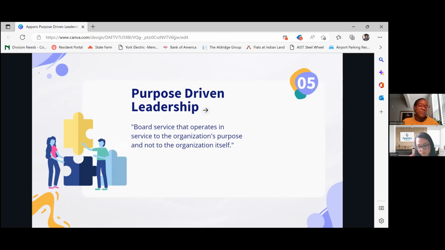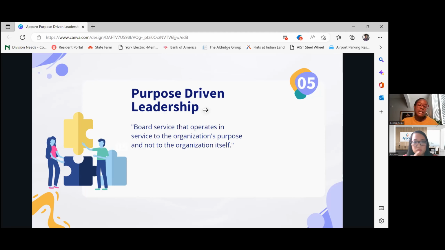So the first thing I need to do is define, what does this mean according to this article? Board service that operates in service to the organization's purpose and not to the organization itself is how purpose-driven leadership has been defined.